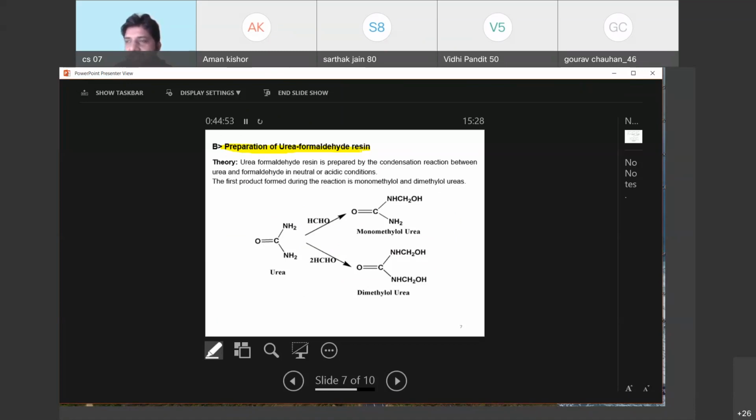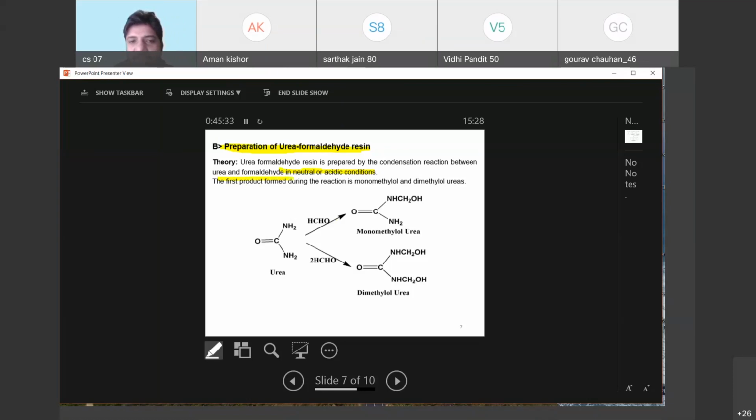In case of bakelite, we use phenol and formaldehyde. Here, in case of urea formaldehyde polymer preparation, we are using urea and formaldehyde as our monomers in the presence of sometimes neutral, or we can also use acidic conditions. You understand? So in case of urea formaldehyde resin, we perform a condensation reaction between urea and formaldehyde under neutral or under acidic conditions.